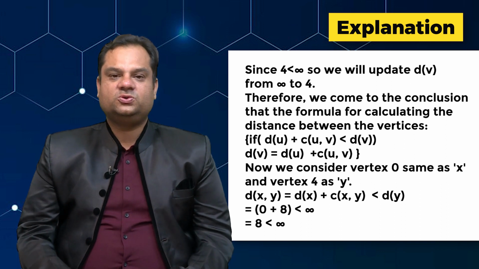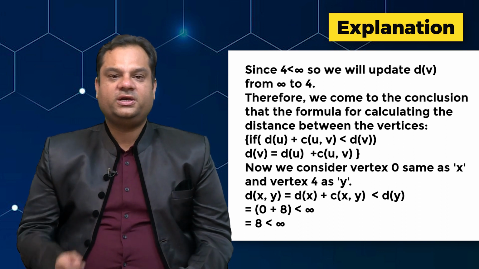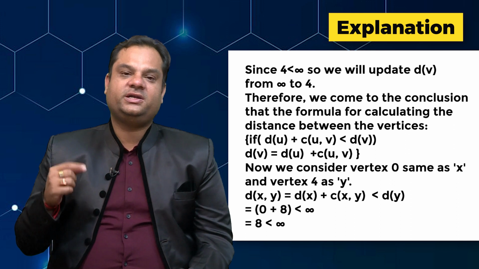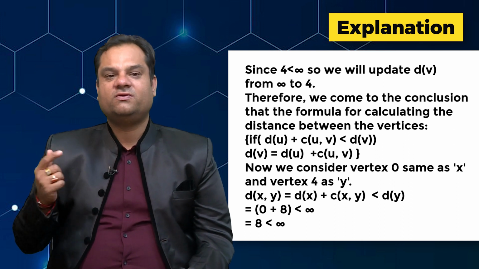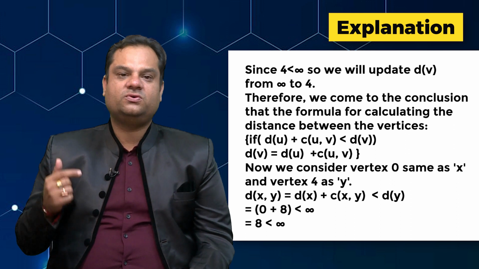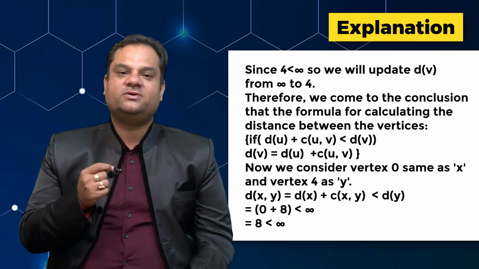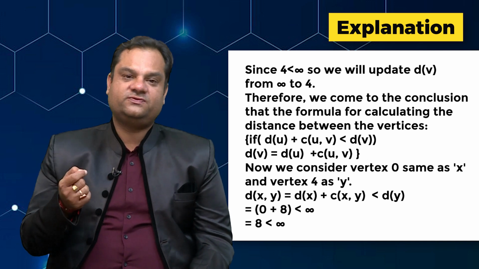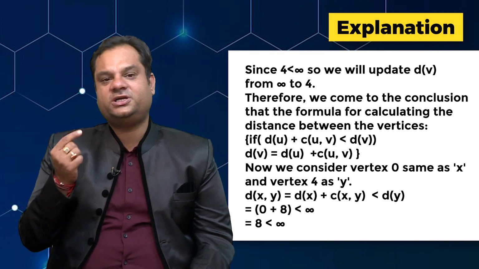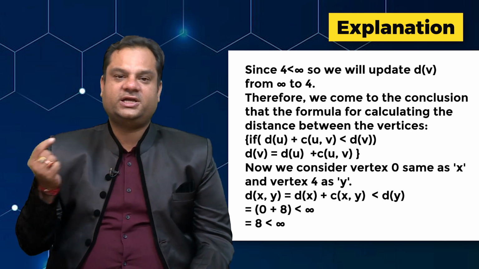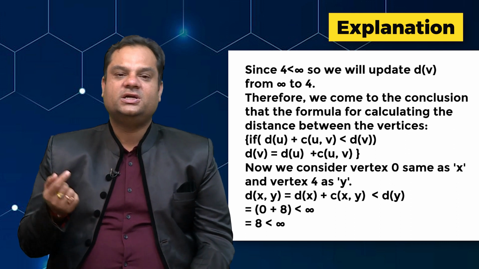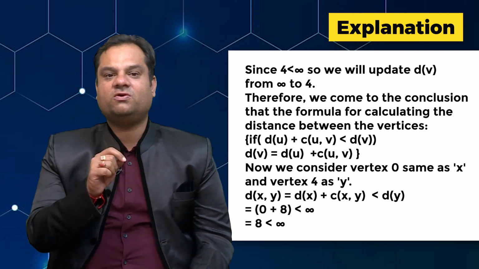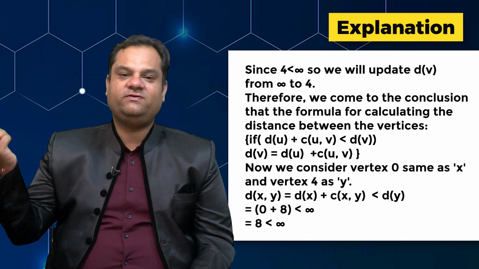So, we come to the conclusion that the formula for calculating the distance between the vertices is d of u plus c of u v. Here u is the starting vertex from where you start your journey. U means we have to focus on the direct edge between u and v. Whichever vertex we select, we have to find its direct neighbor, and take the weighted value in the form of c of u v, and compare it with the d v value.